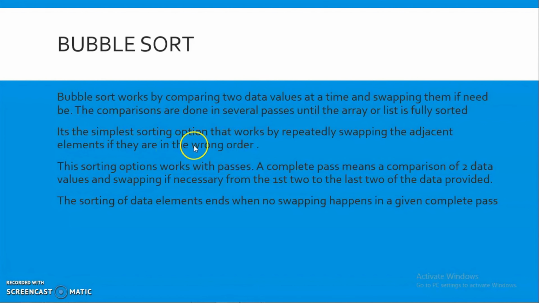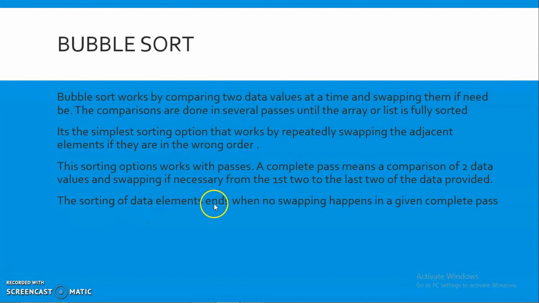So if they are not following the order that you've been specified, in most cases, our case is from smallest to the largest, the two numbers are swapped. This sorting option works with passes. A complete pass means a comparison of two data values and swapping if necessary. A complete pass happens when you've compared the first two in the list to the last two. Once you get to the last one, we call that a complete pass.